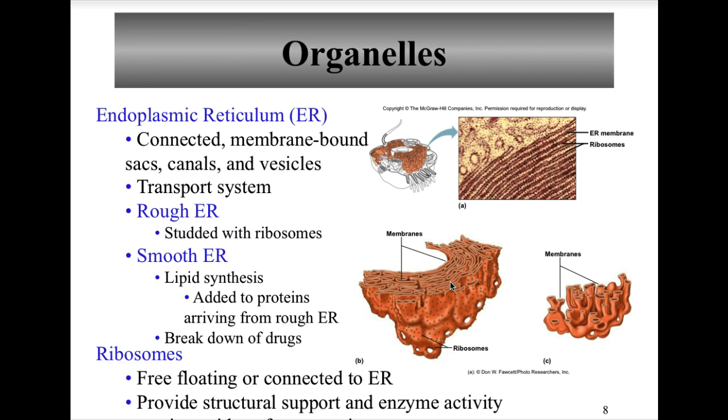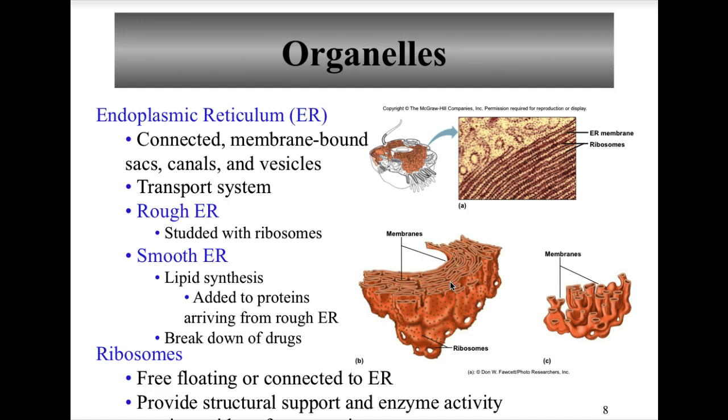So endoplasmic reticulum is a network, and endoplasmic means inside the membrane. It's kind of like we have an endoskeleton. Endoskeleton means inside our body, while insects have that exoskeleton outside. So you have this inner membrane network of sacs, canals, and vesicles. And basically there are two types of endoplasmic reticulum, or ER, within the cell. You have the rough endoplasmic reticulum, or rough ER, and then you have the smooth endoplasmic reticulum, called the smooth ER.